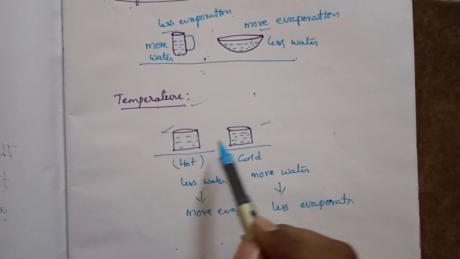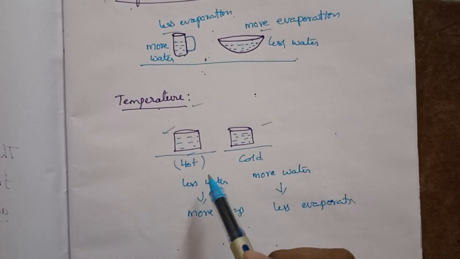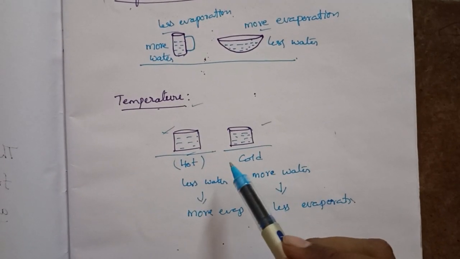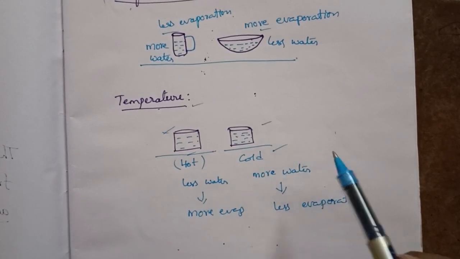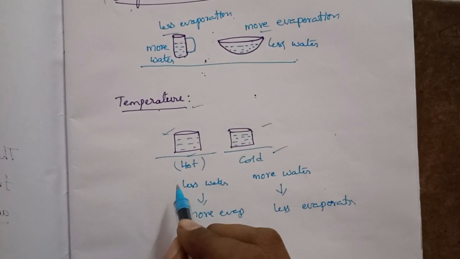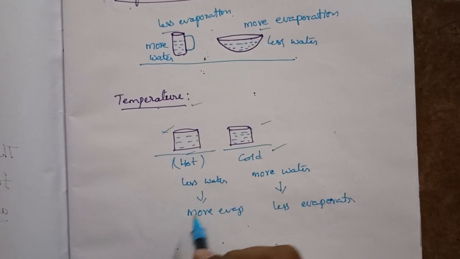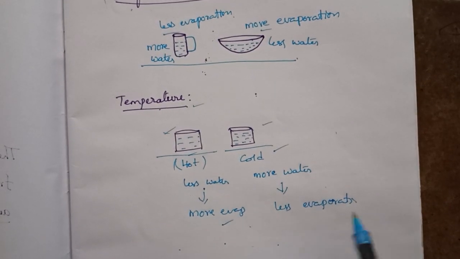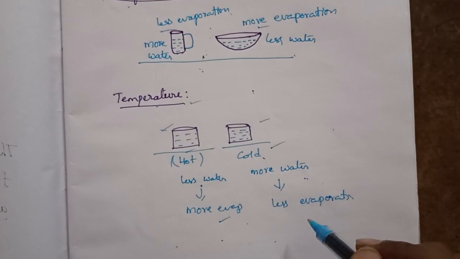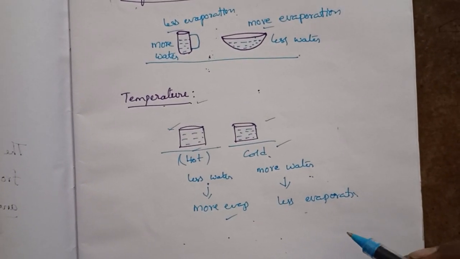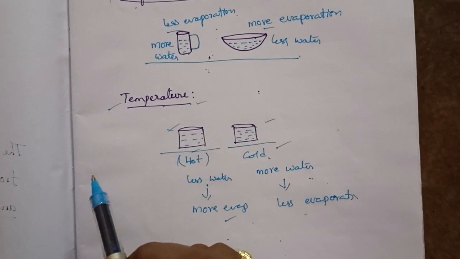Two identical vessels, both are filled with the same liquid. One is placed in a hot place, at normal room temperature. Another one is placed at a cold place, less than room temperature, meaning an AC room. After a few hours, if you observe, the one placed in the hot atmosphere has less water, so more evaporation. The one placed in the cold atmosphere has more water present, so less evaporation. So we can conclude that the rate of evaporation depends on temperature.